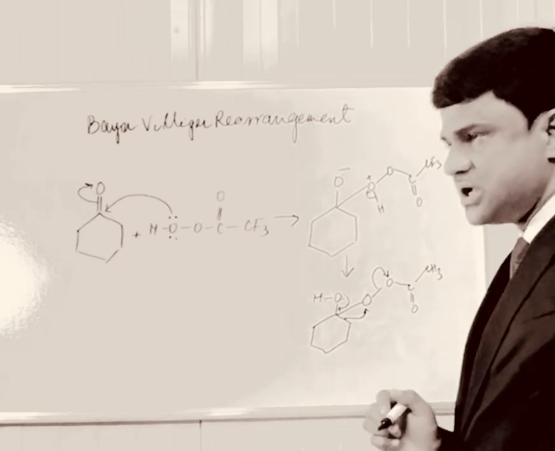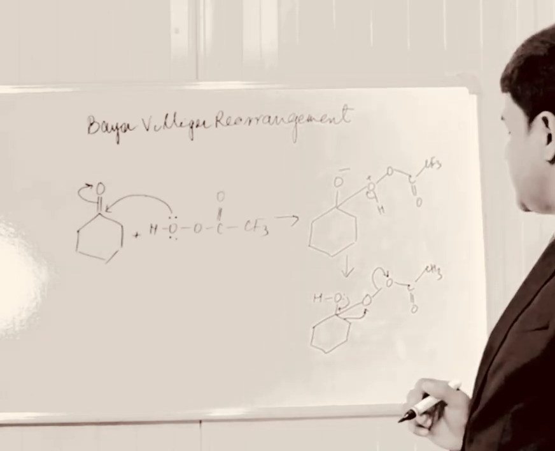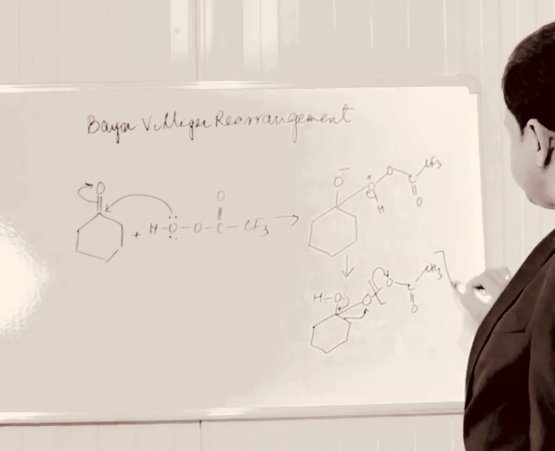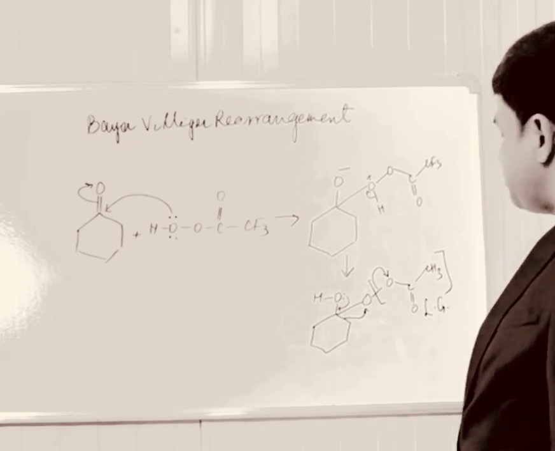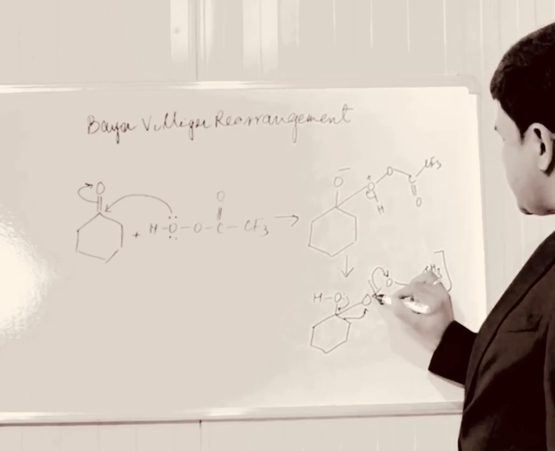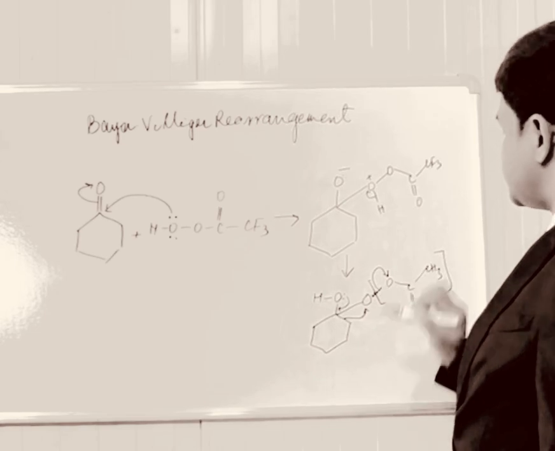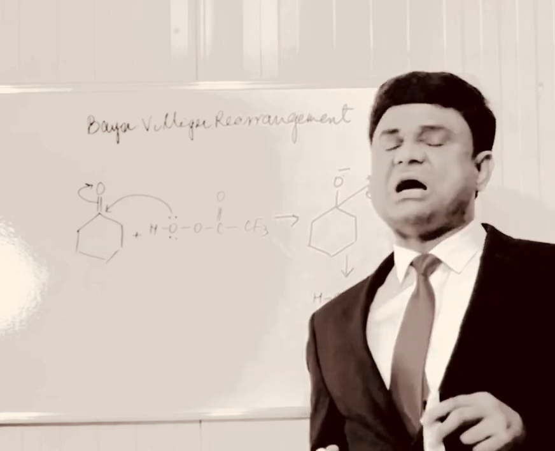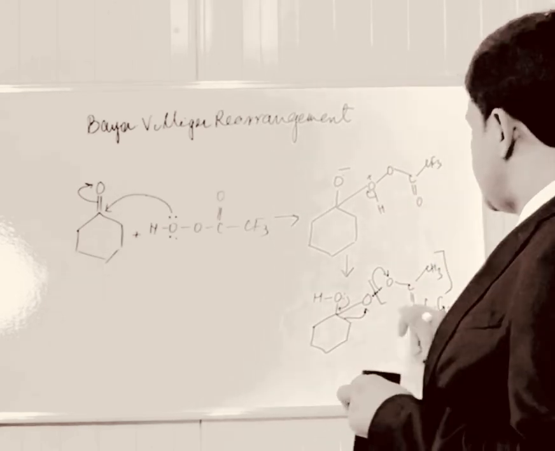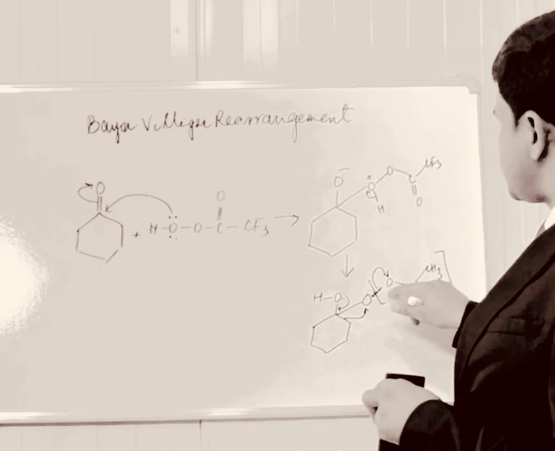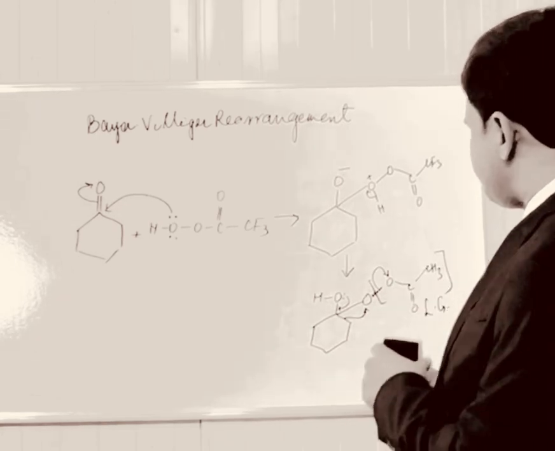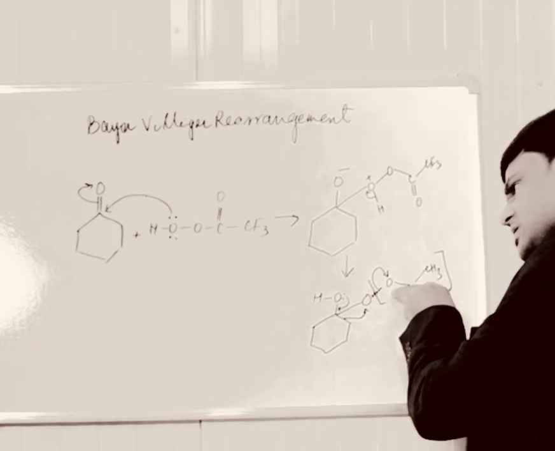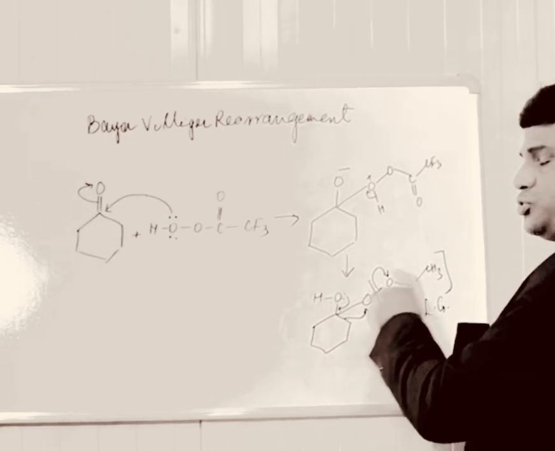Here the reaction takes place not because of removal of the leaving group, but because of the weakness of this oxygen-oxygen bond. So the driving force behind this reaction is the weakening of this O-O bond rather than the efficiency of this leaving group. Therefore this product is formed.